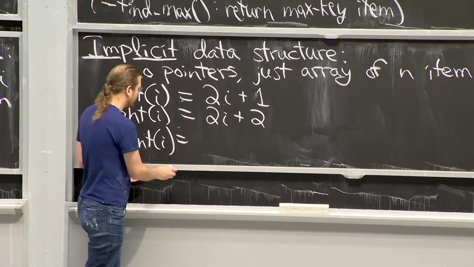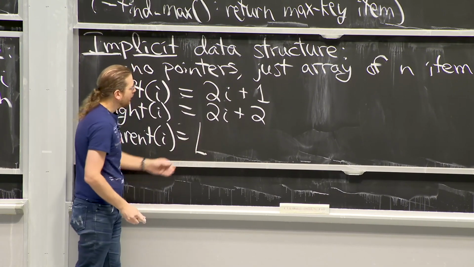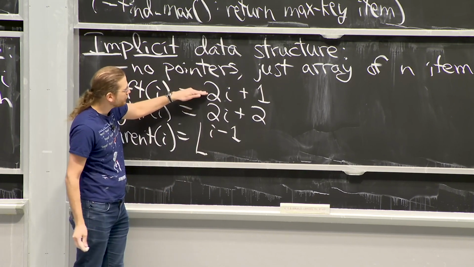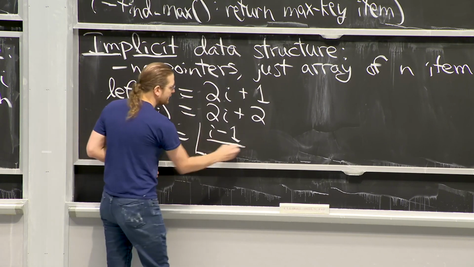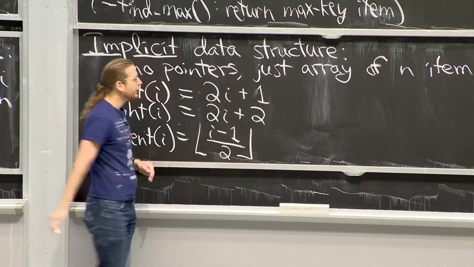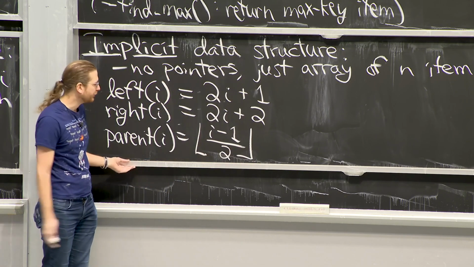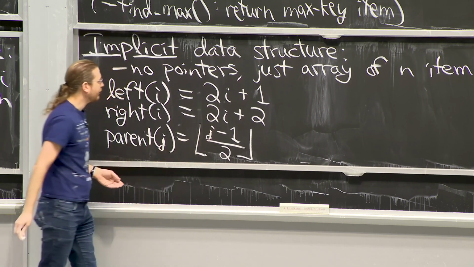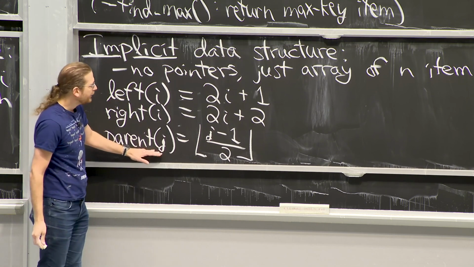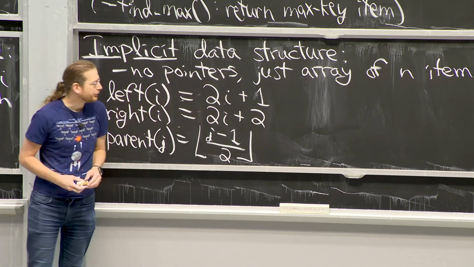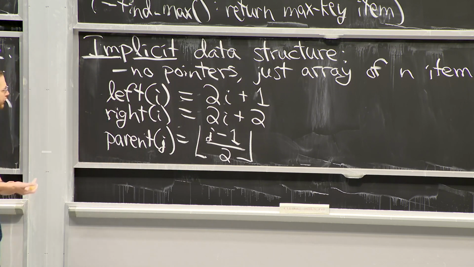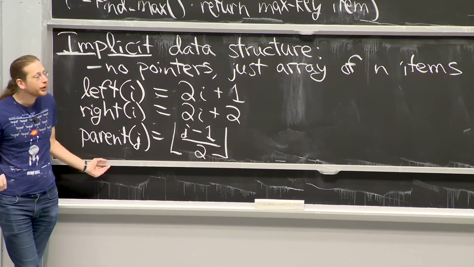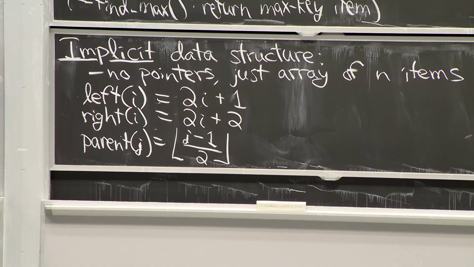And so if I subtract 1 from j, then I either get 2i or 2i plus 1. And then if I take an integer division by 2, I get i, the original i. Sorry, maybe I'll call this j to be clearer. So j is the left or right child. Then I can reconstruct i, which was the parent. Okay, so this is a constant number of arithmetic operations. So I don't have to store left and right pointers. I can just compute them whenever I need them.